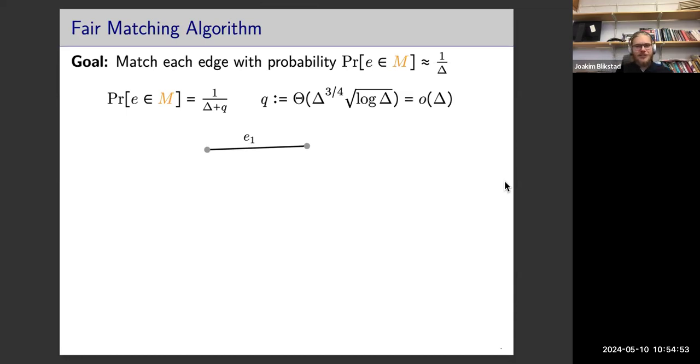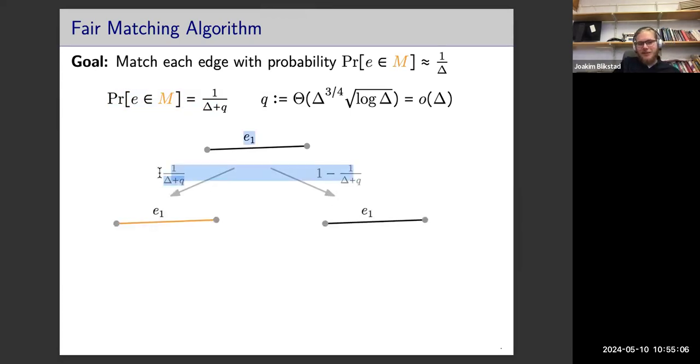There's not so much freedom in the beginning. The first edge arrives. Do we take it or not? If we want to guarantee this statement that the edge is matched with probability 1 over delta plus q, we have to take it with this probability and not take it with this probability, right? So we kind of get this branching. There's no choice for us. Any fair matching algorithm must do this.